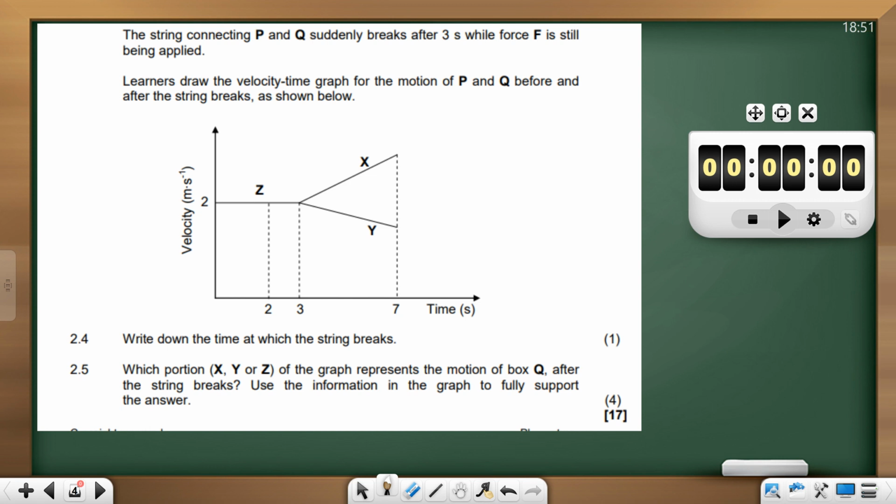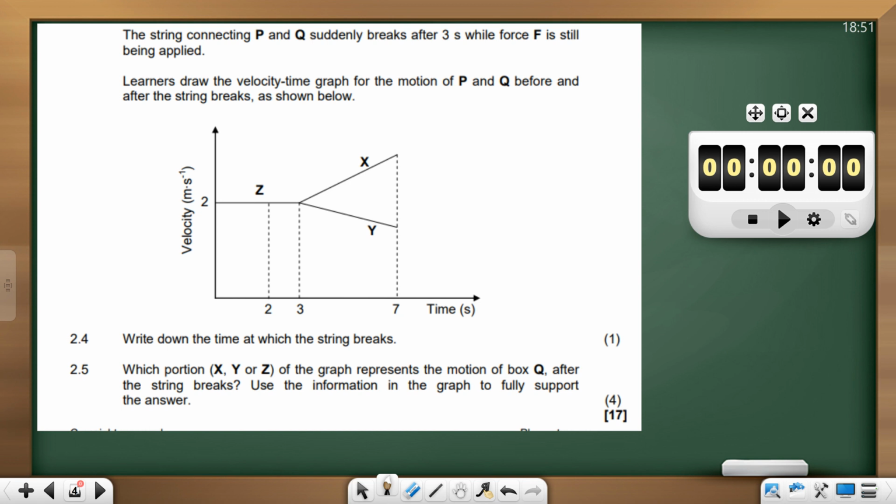Which portion X, Y, or Z of the graph represents the motion of box X after the string breaks? What happens when the string breaks? That's why they ask us to actually state Newton's first law. The object is still going to continue. Is that okay? All right, let's check the diagram just to make sure.